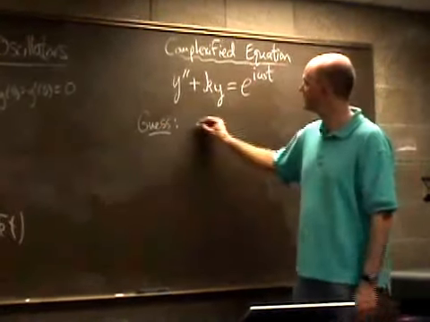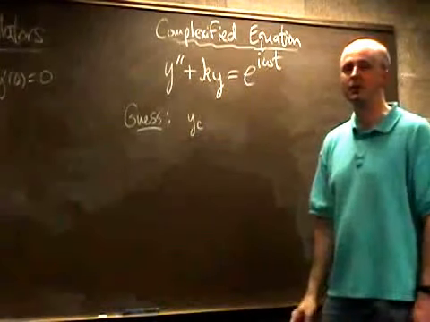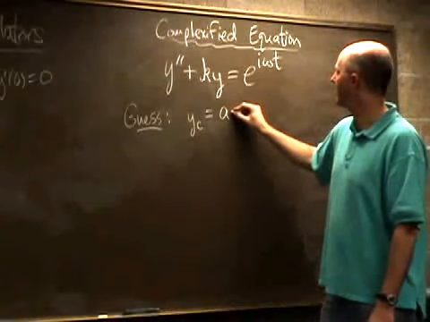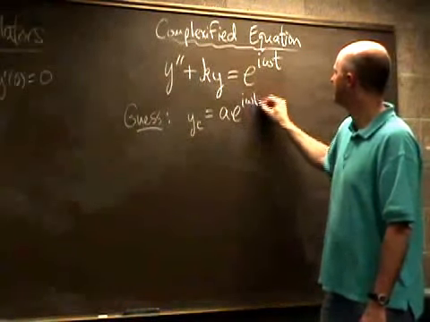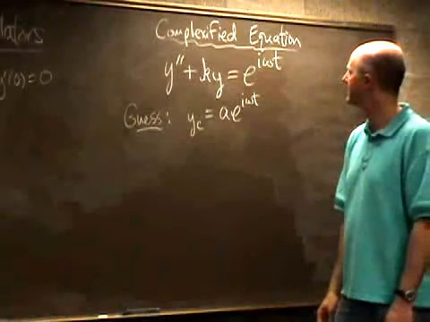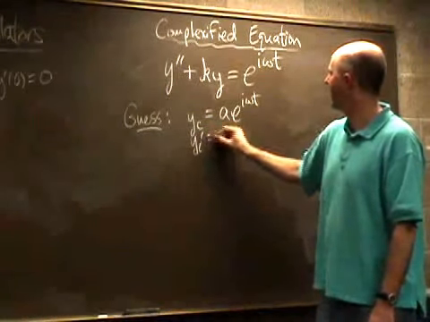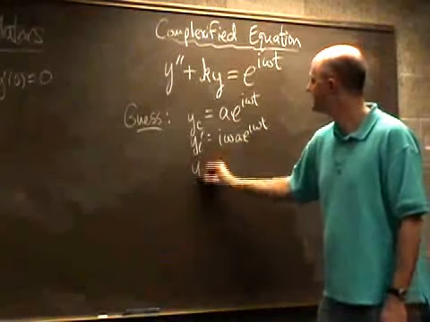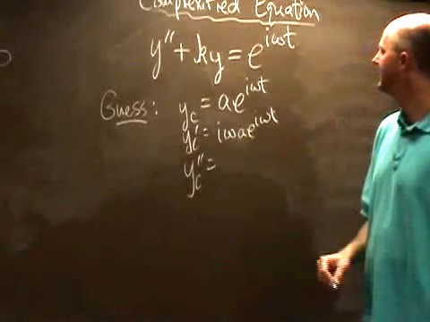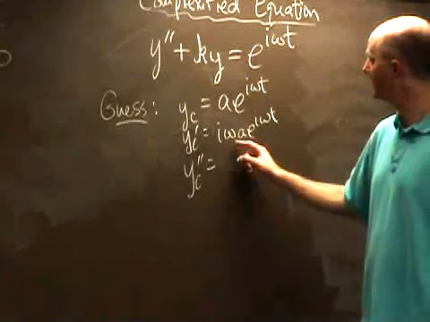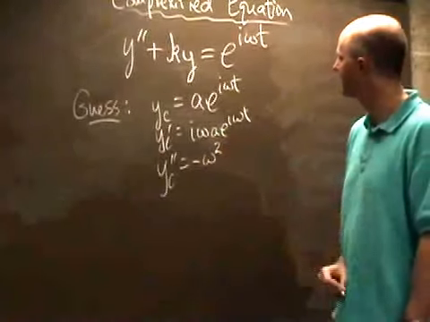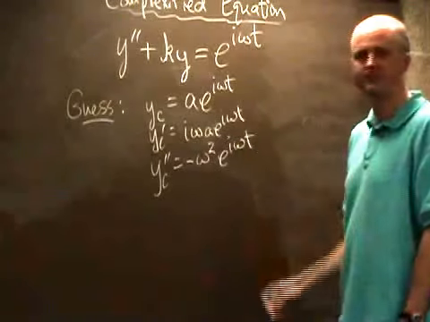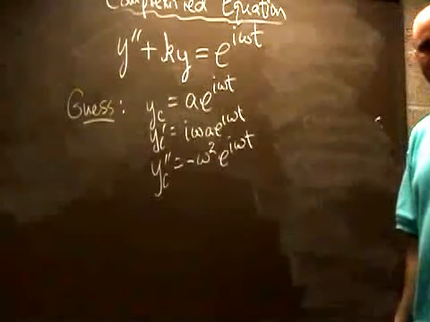So now I guess a solution to this, and I called it yc. The real part will end up being yp. An undetermined coefficient times e to the I omega t. The derivative of that will be I omega a e to the I omega t. The second derivative of that, the I squared, gives you -1. You get a negative omega squared. I'm just using the chain rule a couple times here. E to the I omega t. Showing up okay? All right, great.